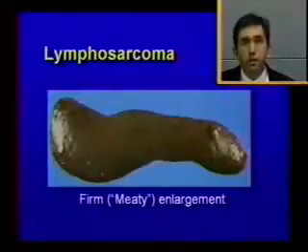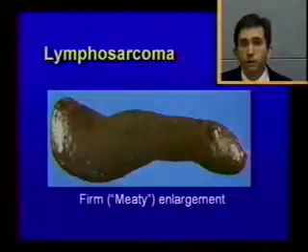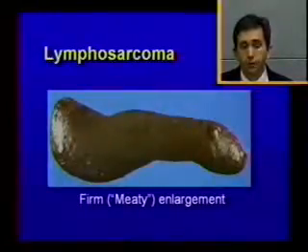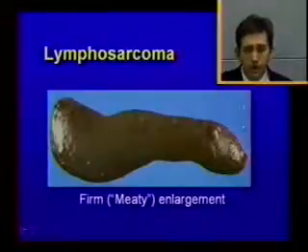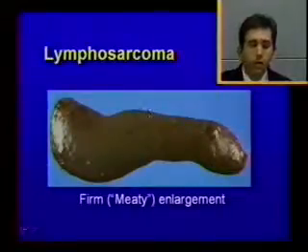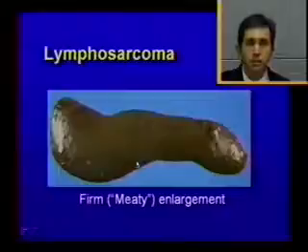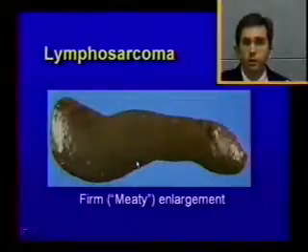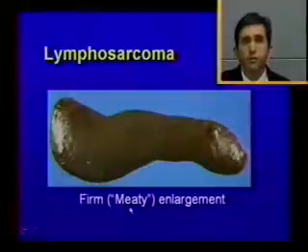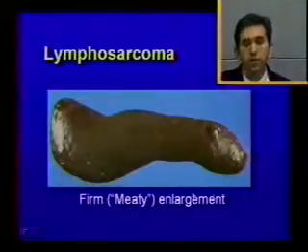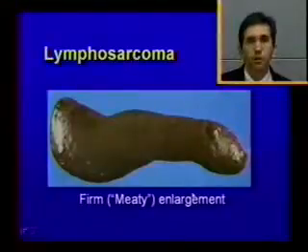And then the spleen can be enlarged for another reason. It can be enlarged because the lymphoid component is increased in volume. This is a spleen from a dog with lymphosarcoma. And you know it's lymphosarcoma because if you were able to cut this and look at the cut surface, there would be no blood in there. It's all solid. And that gives it this term, the meaty enlargement or the firm enlargement. And so that would be another reason that the spleen could be enlarged.